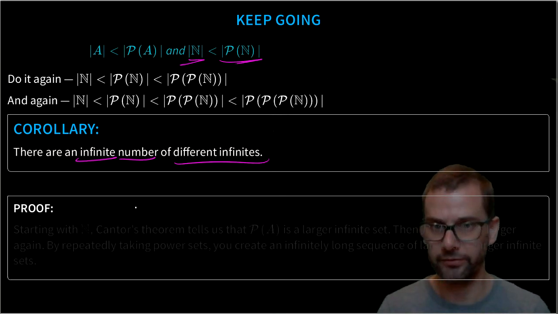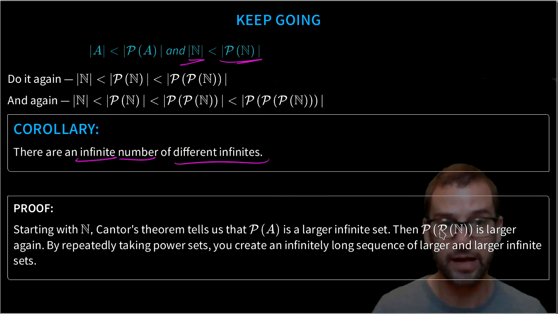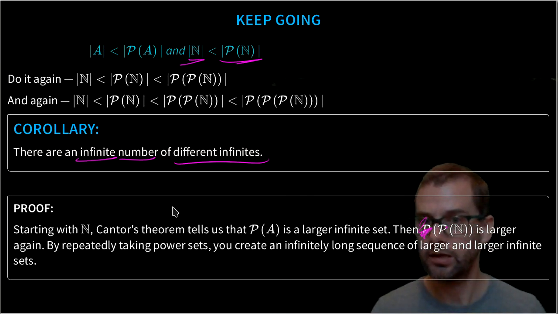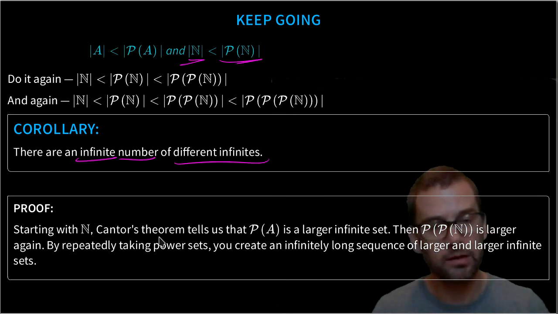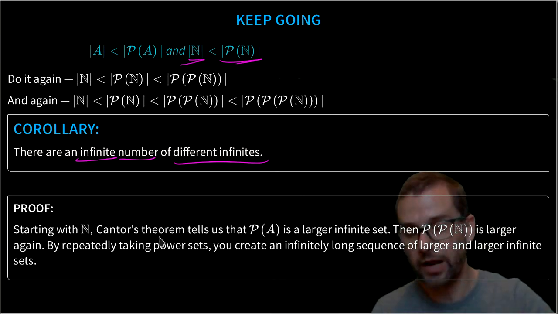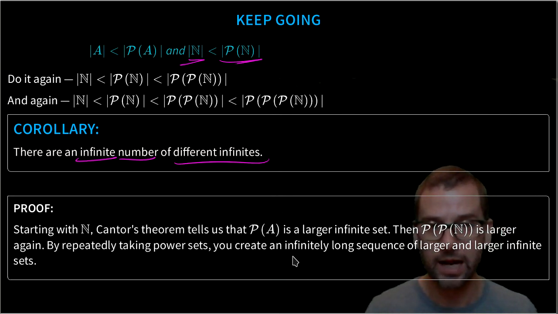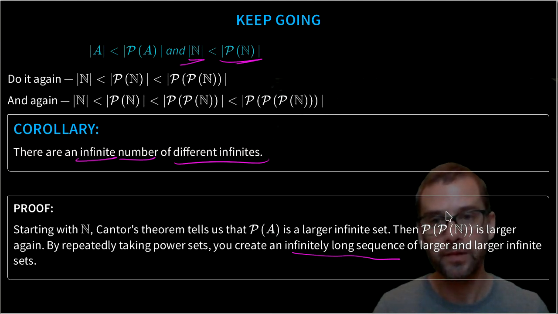Let me uncover this proof here. Starting with the natural numbers, Cantor's theorem tells you that the power set is always bigger, so the power set of the naturals is bigger than the naturals. So we can keep taking bigger and bigger sets by continuing to take the power set of the power set of the power set. And so by repeatedly taking power sets, you can create an infinitely long sequence of larger and larger infinite sets. And so we have an infinite number of different infinities proved to us by Cantor's theorem.